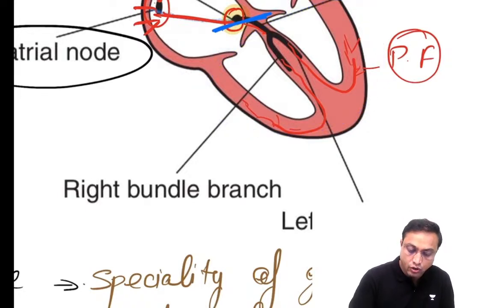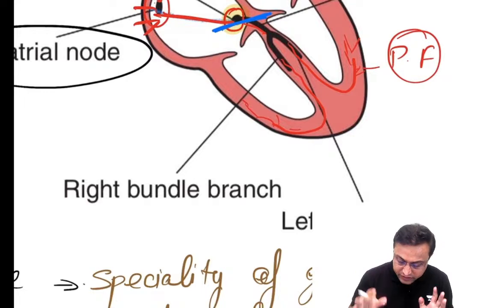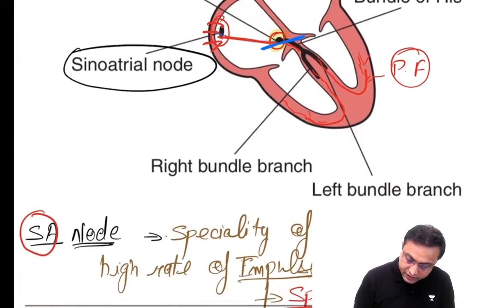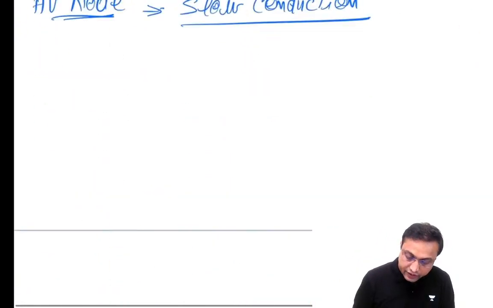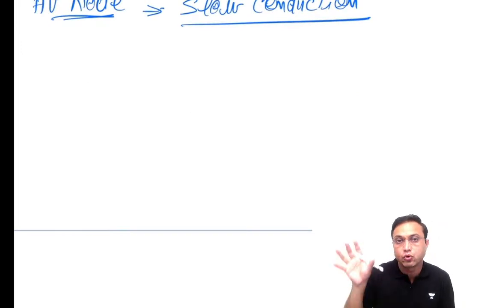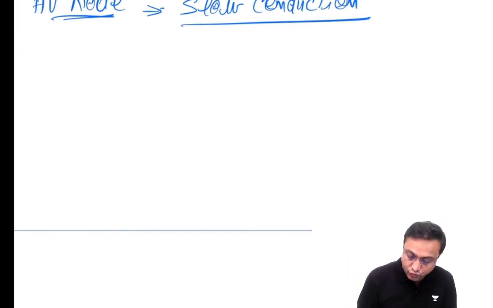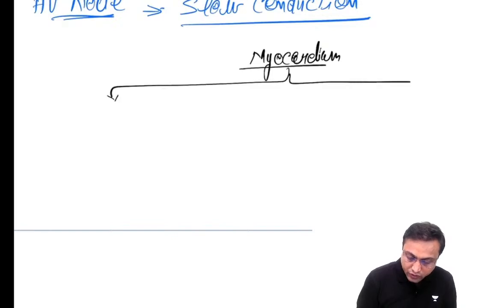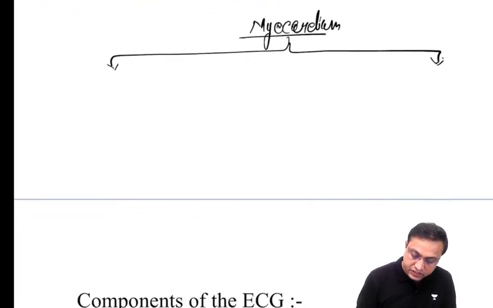Okay. Now, based upon this basic discussion, you can segregate one thing: you can divide the whole myocardium into two parts. Now, how can you segregate? One, you can segregate it into a specialized myocardium.